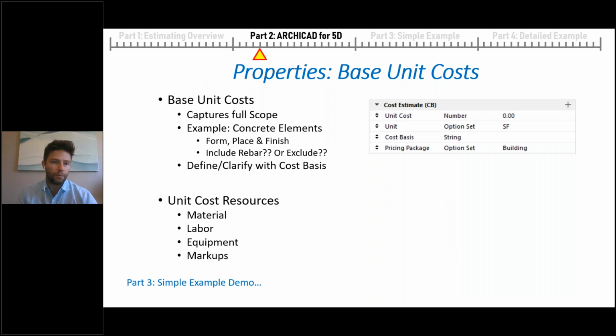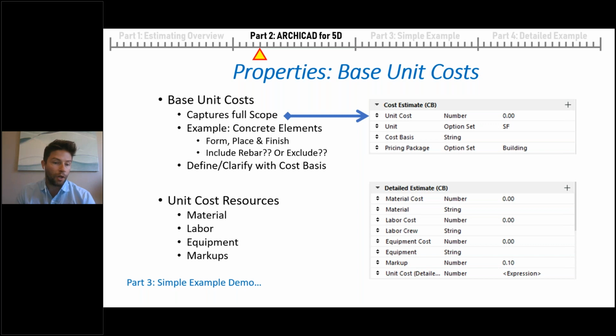Of course, we have unit costs, and we have some different levels of unit costs. One thing I want to note here is the simplest form is what I would call a base unit cost, which would be a cost that represents an entire scope of work. So for example, with a concrete element, we might have a single cost that represents the cost of concrete, the formwork that goes into place to create that concrete structure, the placing and finishing of that concrete, and we can decide whether we want to include rebar in that single number or exclude it and carry it elsewhere. So we have this opportunity to have an all-in number or start breaking things out into secondary costs.